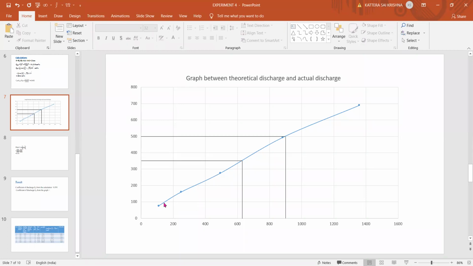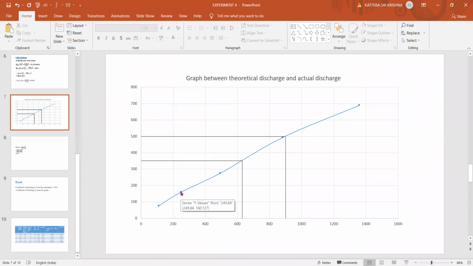On the graph, you'll first mark all the 5 points: on the x-axis Q theoretical, on the y-axis Q actual. Remember, Q theoretical and Q actual values. The first point will be 109.42, 75.75. You can see at the bottom where I have marked, 109.422 is your x value, 75.75 is your y value. That is your first point created from the first reading.